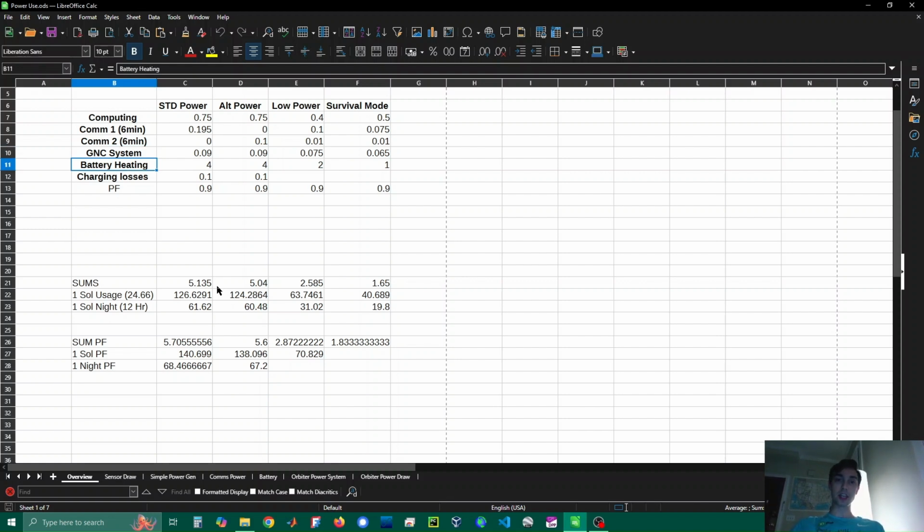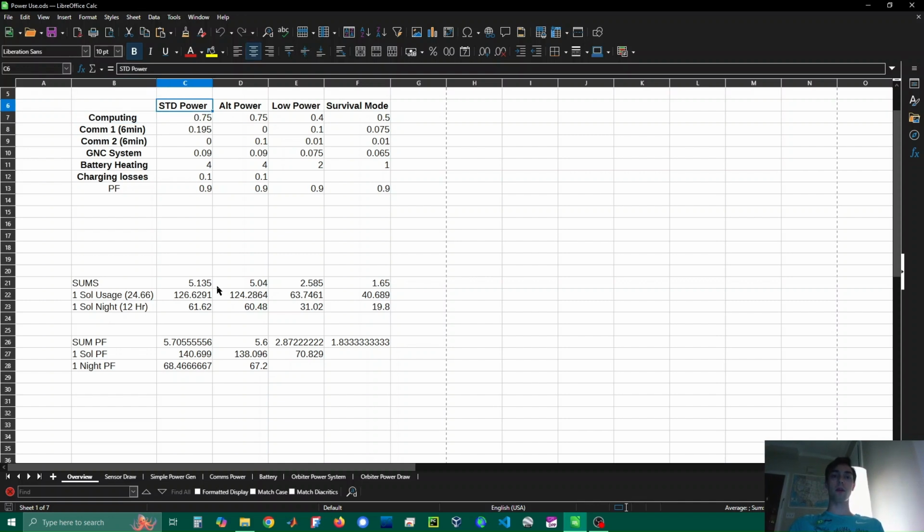So the actual probe instrumentation is counted in GNC. Of course we need to actually heat the probe itself to maintain the temperatures within the probe. So we have heaters, and of course we're going to assume a basic charging loss for standard and alternate power. We've got a power factor of 0.9. Well, it's just a general factor of saying we're 90% efficient. So it increases it by 10%.